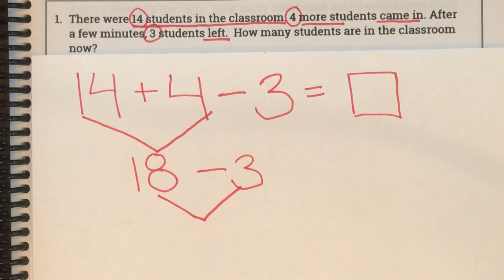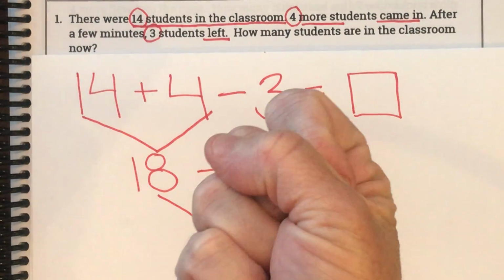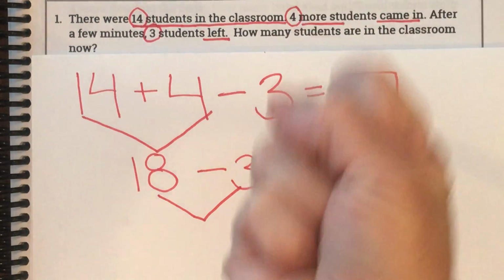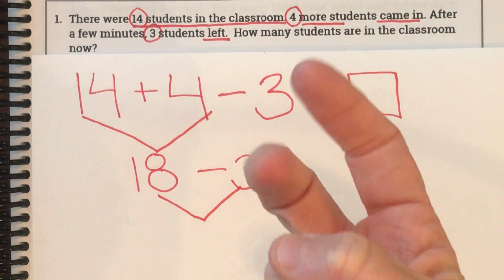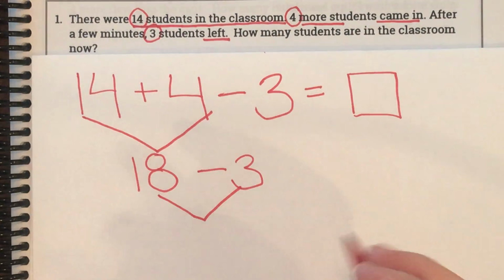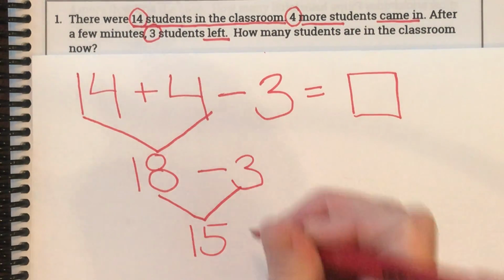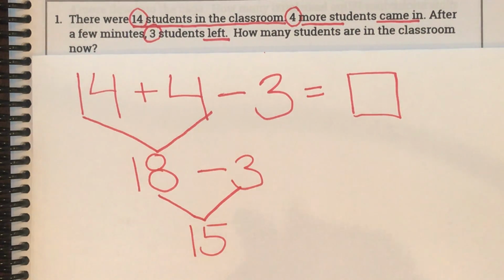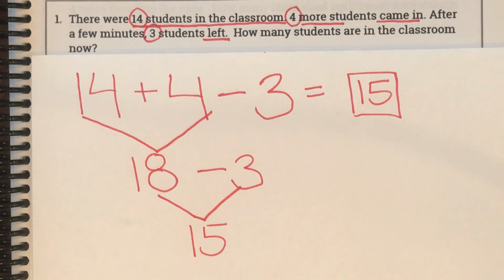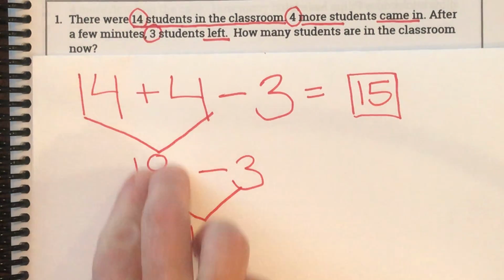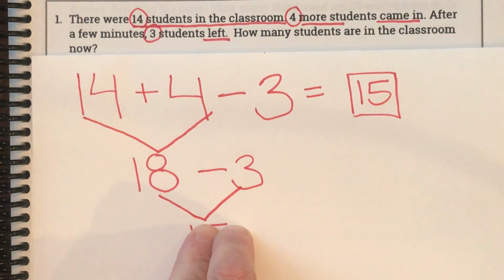Okay, so now I have 18, and now I'm supposed to take away. Now I'm supposed to count backwards. So if I have 18, and I'm going to count back 3, I have 18, 17, 16, 15. So that tells me that there are 15 students in the classroom right now. There's 15 students. And how many steps did we do? We did 1 step, and then we did 2 steps.